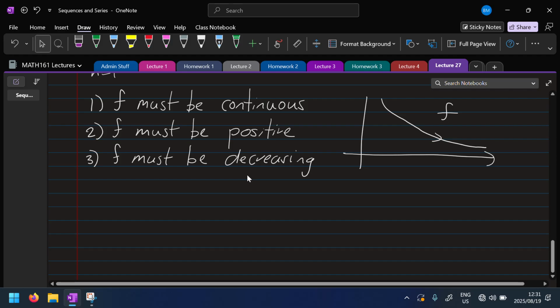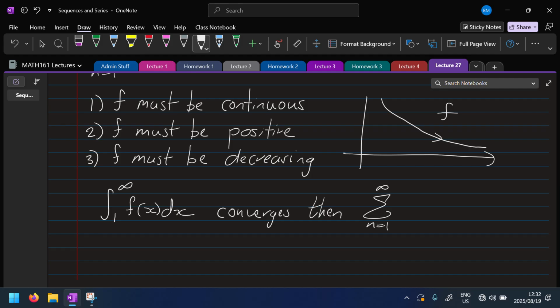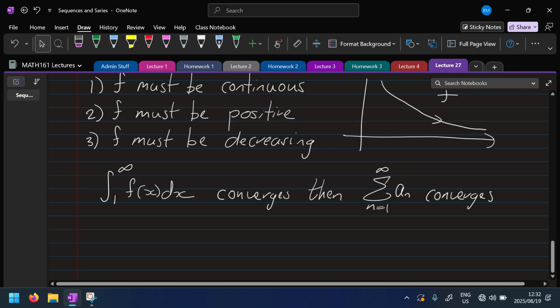Like I said, if the integral converges, then the series converges. If the integral diverges, the series diverges. So what integral is this? It's the integral from 1 to infinity, f of x dx. Instead of doing the series from 1 to infinity, you do the integral from 1 to infinity. If this converges, then the original series also converges. The other way works as well. If it diverges, the original series diverges.